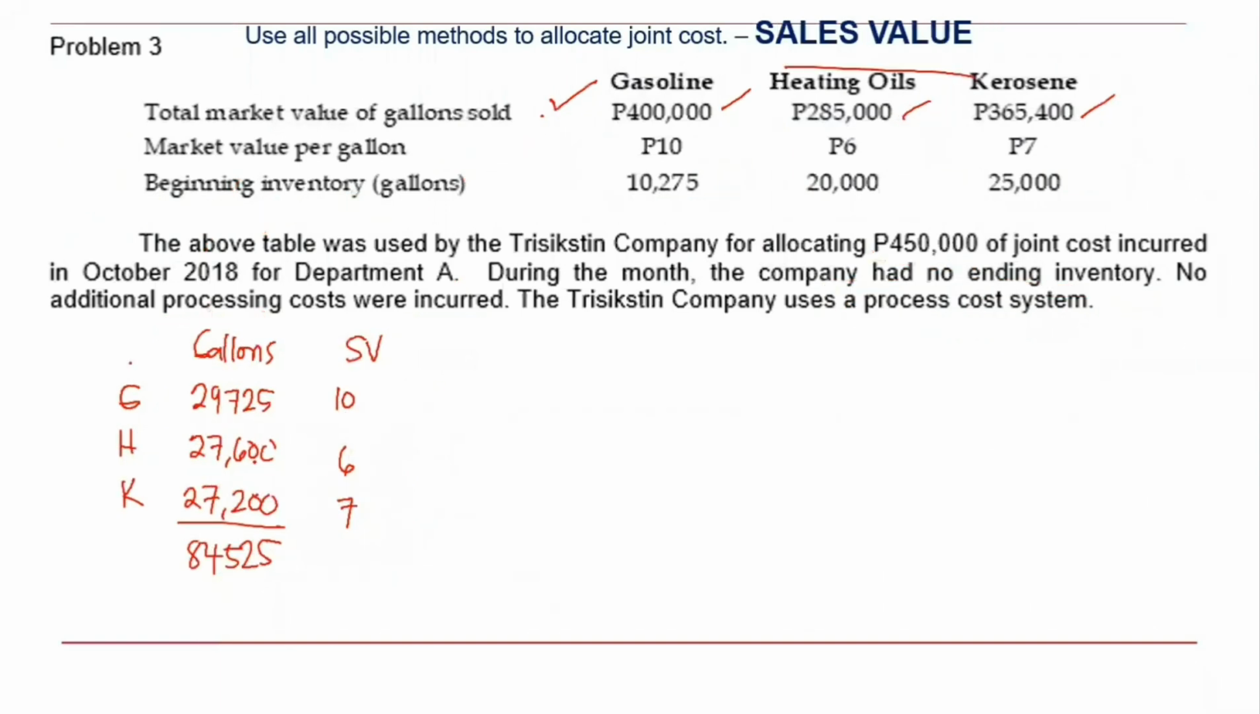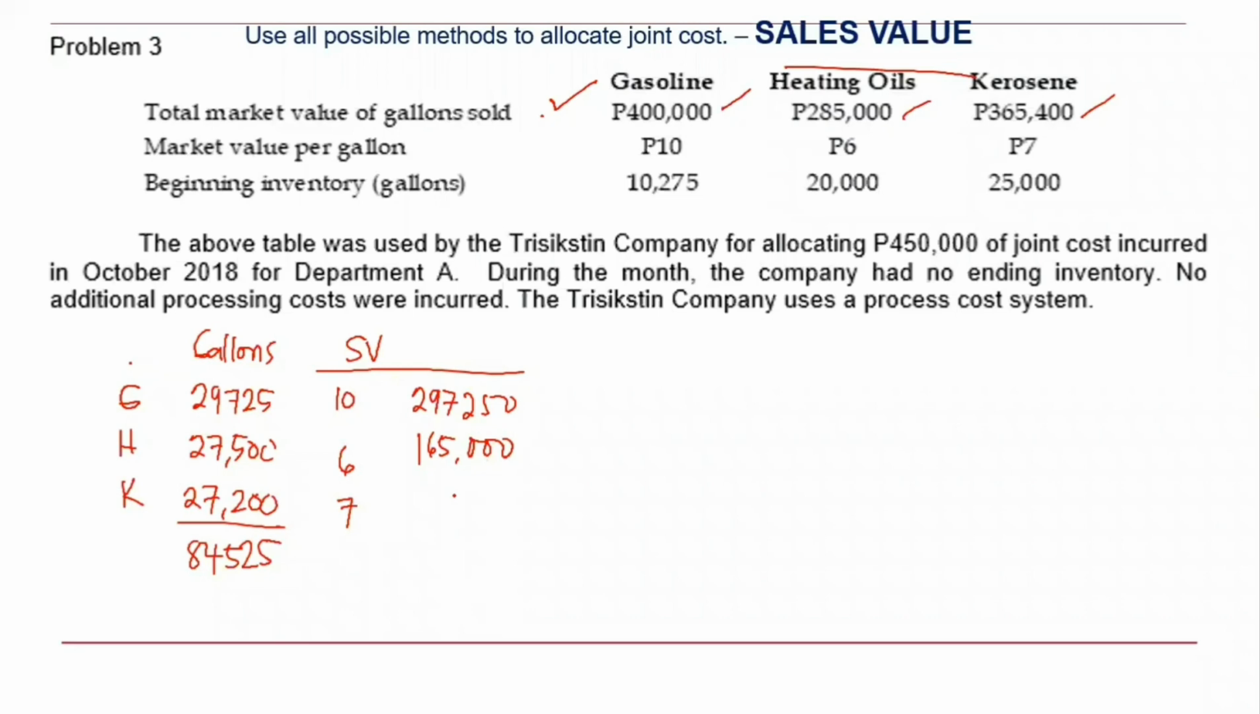So, dito sa pangalawa, so magbabago dito. It should be 27,500. Ayan. So, ang sales value natin with this one would be 297,250. But for the second one, it's 27,500 times 6. So that would be 165,000.